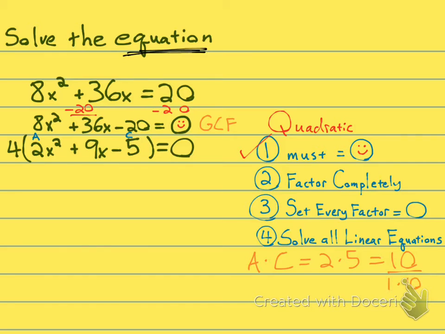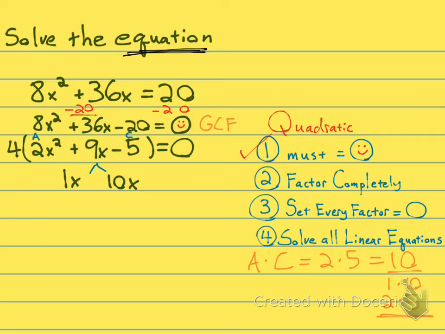1 and 10, 2 and 5. Does 3 go into 10? No. Does 4 go into 10? No. I'm back to 5. So one of these pairs is what I'm going to use to split up my middle term. The middle term is 9x. Which one of these gives me 9x? It's going to be 1 and 10, so this is going to be 1x and 10x. Now, this sign tells me that I subtract, 10 minus 1 gives 9.